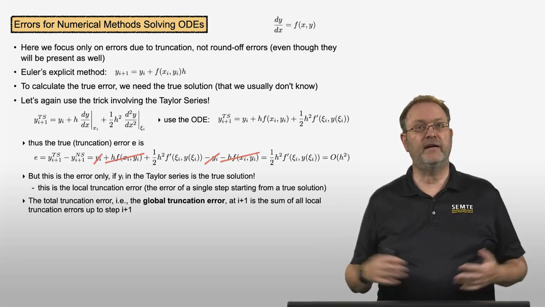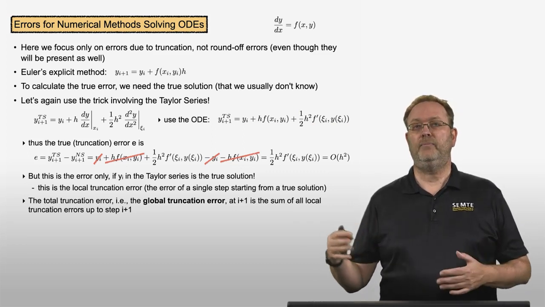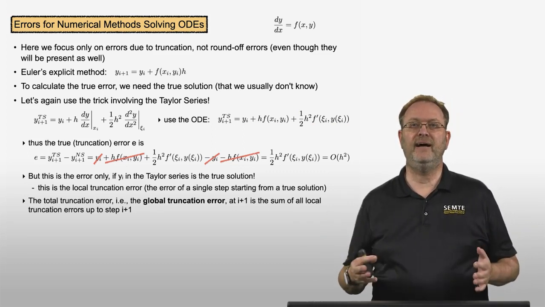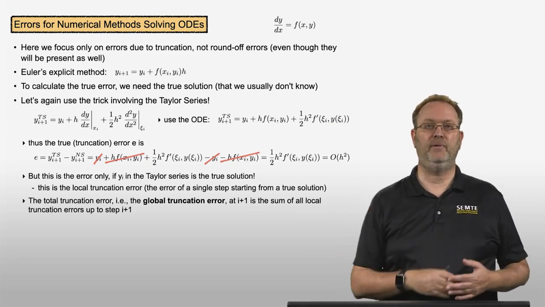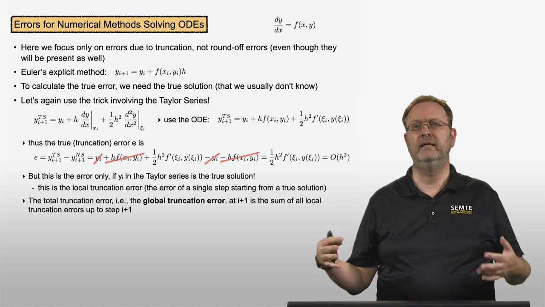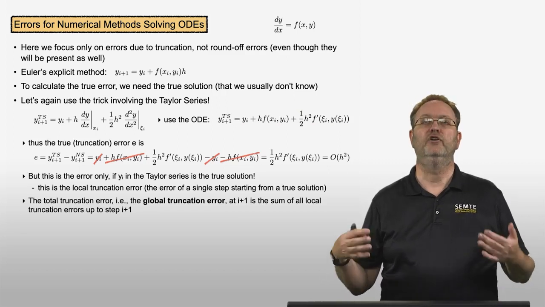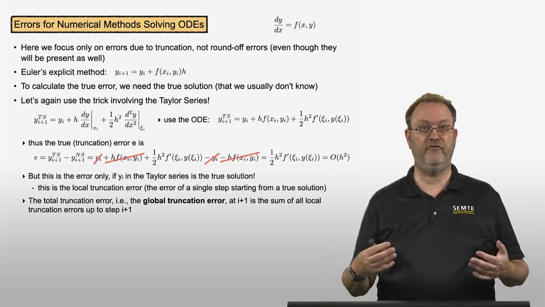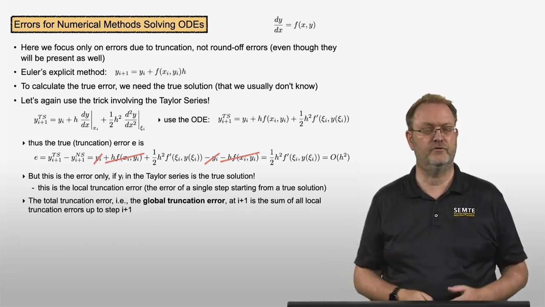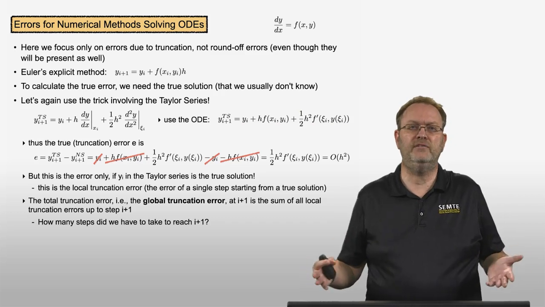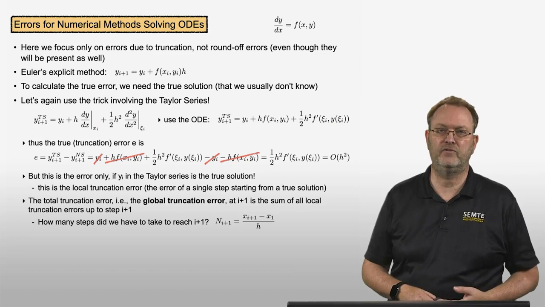Now, the total truncation error, also called the global truncation error, at our point i plus 1, however, is the sum of all the local truncation errors up to that step i plus 1, right? Because my solution at xi, yi will not be the true solution, because I've obtained it using forward Euler, and thereby I have made a truncation error to reach yi, and it can't be my true solution. Now, how many steps did we have to take to reach the point i plus 1?